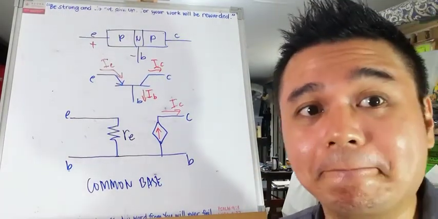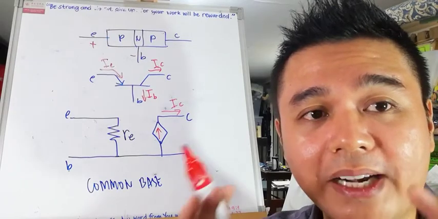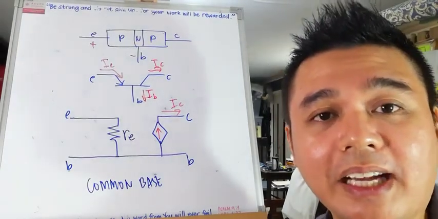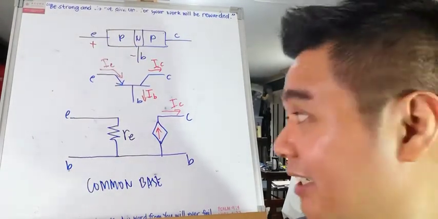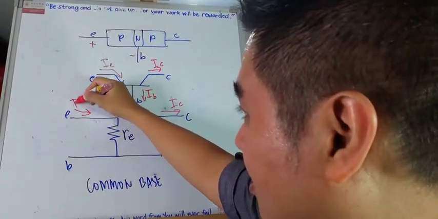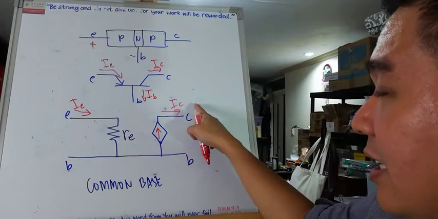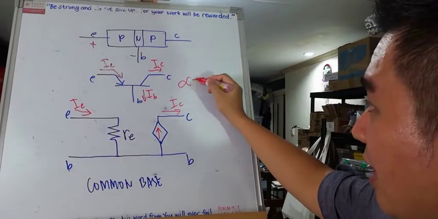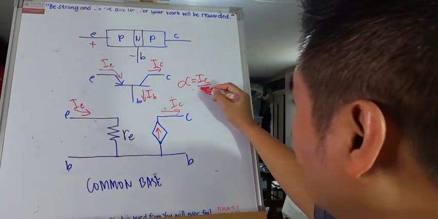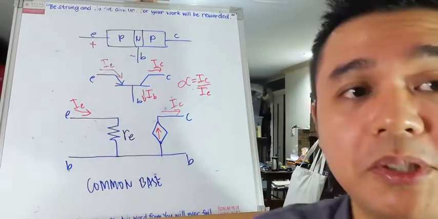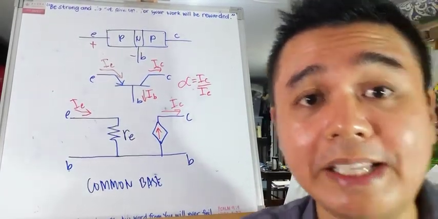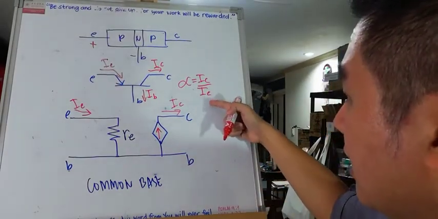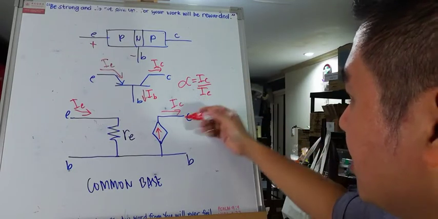Anong isusulat natin sa tabi niya? So, kinakailangan isulat natin yung variable kung saan nakadepende si I sub C. Di ba si I sub C ay nakadepende sa input current I sub E? Alright, so this is your I sub E. Si I sub C nakadepende kay I sub E. Anong relationship ng dalawa? Hindi ba't alpha? Alpha is equal to I sub C over I sub E. Again, small caps yung ginamit ko because these are AC parameters. So we can write down here I sub C is equal to alpha times I sub E.